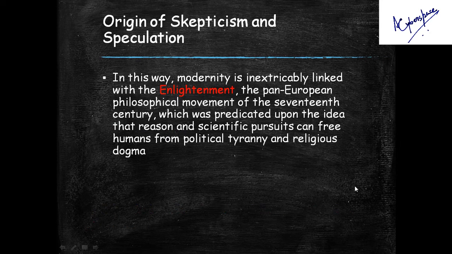And in this way, modernity is inextricably linked with the Enlightenment, which is the pan-European philosophical movement of the 17th century, which was predicated upon the idea that reason and scientific pursuits can free humans from the tyranny and dogma. So from the tyranny of kings and the dogma which are propagated by the corrupt priests and religious figures. So enlightenment is about going away from religious dogma, going away from political tyranny.